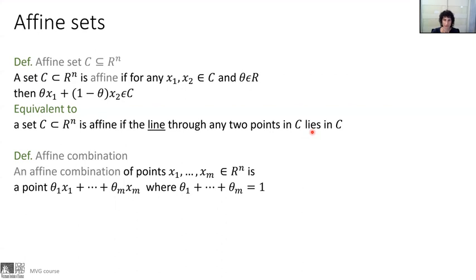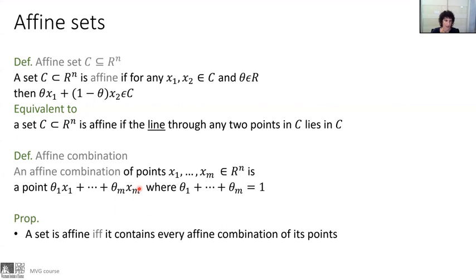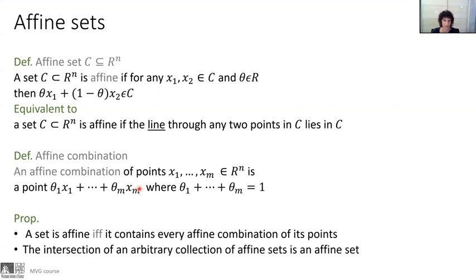What is an affine combination? An affine combination generalizes the case of two points: we take n points and weights such that the sum of the weights is one, and the affine combination is the sum of the points weighted by the weights. This is the affine combination. And actually, a set is affine if and only if it contains every affine combination of its points. Moreover, the intersection of an arbitrary collection of affine sets is also an affine set. It's closed under intersection.